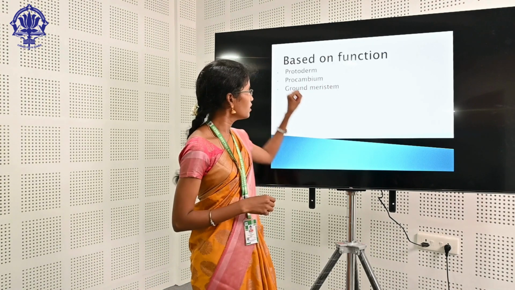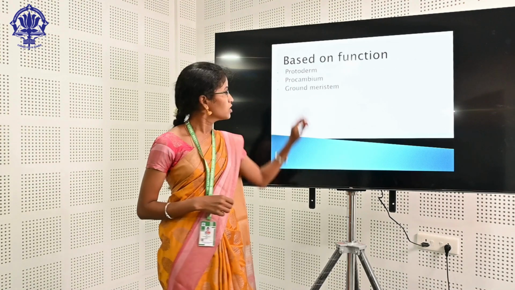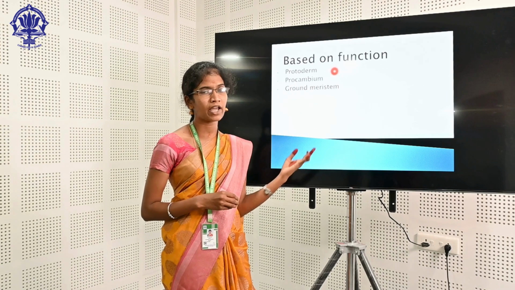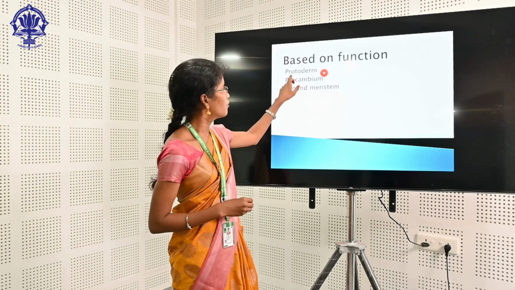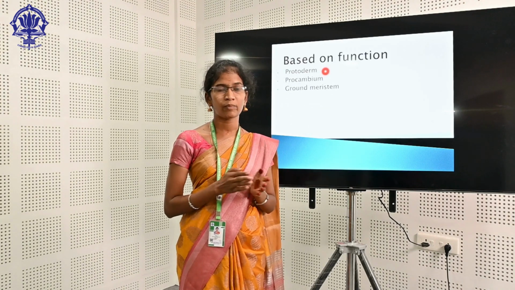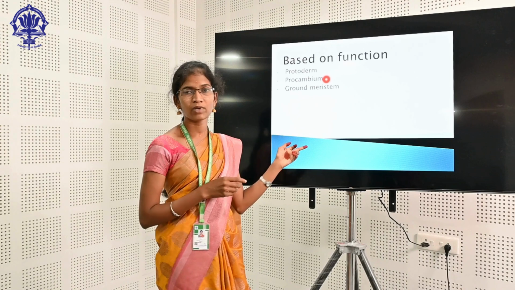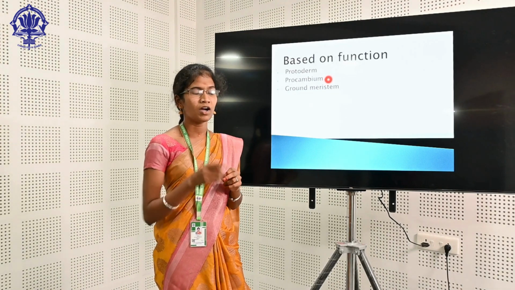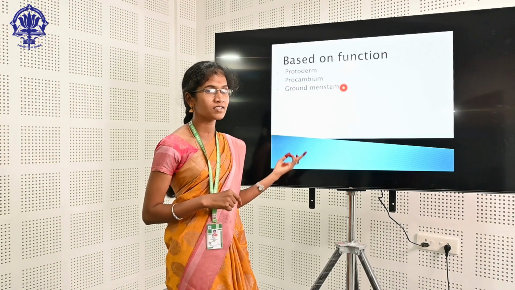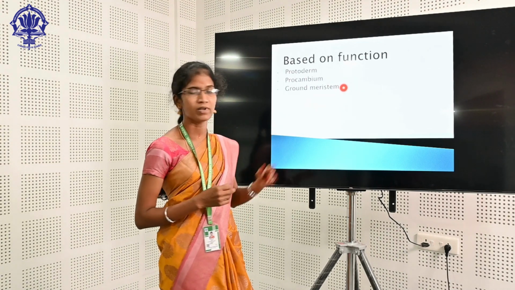Based on function, there are three types: protoderm, procambium and ground meristem. Proto means young cells and derm means skin. For example, protoderm gives rise to the epidermis of the cells. The epidermis is the outermost covering of the cell. Procambium: cambium we can see in the vascular bundle, and it is round in shape. In ground meristem, the epidermis is followed by the cortex. The cortex region is called ground meristem.